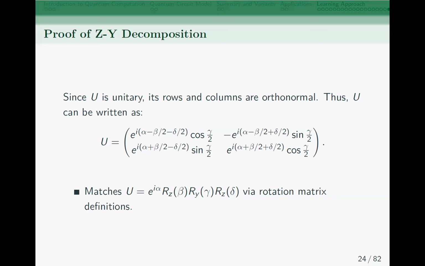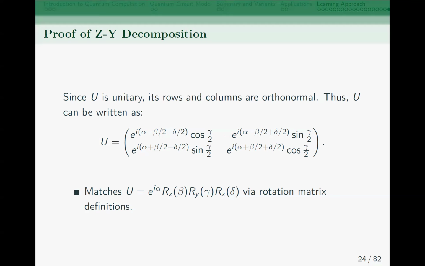Hopefully you believe this is a valid proof. This proves that any single qubit unitary can be decomposed into one extra phase plus three different rotations, Ry, Rz, Ry.